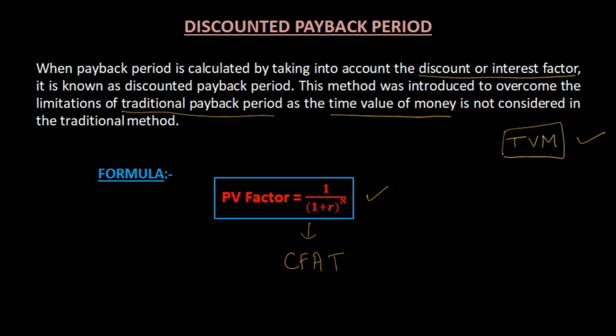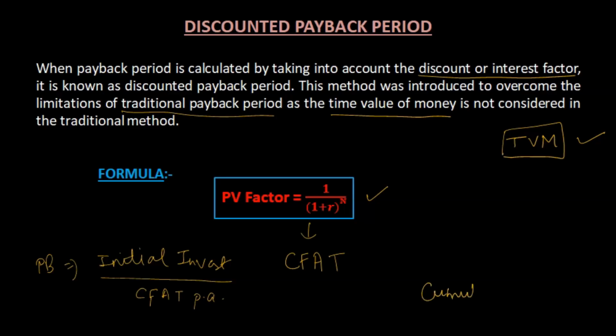Means earlier what we were doing in payback period, we have seen many problems on that payback period. For payback period we were using the formula initial investment divided by CFAT per annum, if you remember. This we were using when CFAT is same in each year, when it is similar in each year. Okay, uniform CFAT is there, and when it is not uniform, then we were using cumulative CFAT approach. Okay, so this was our method to find out payback period in any question.